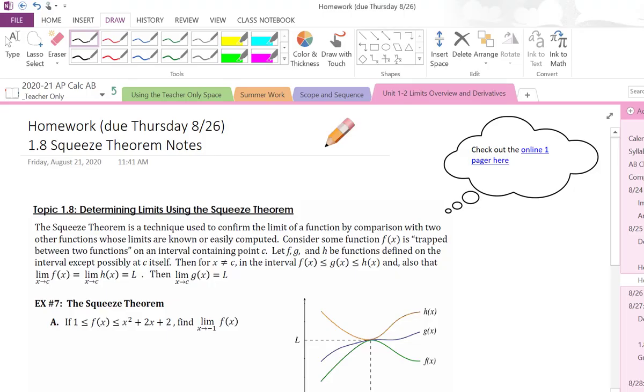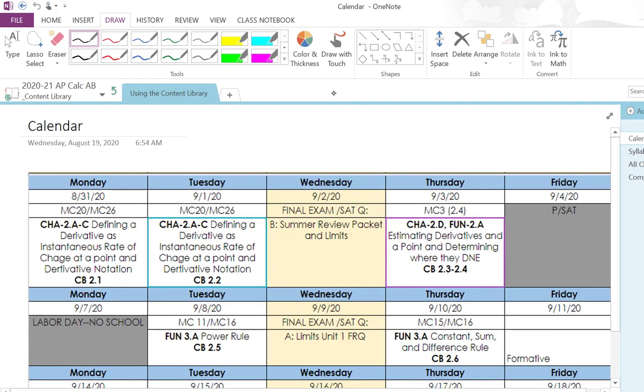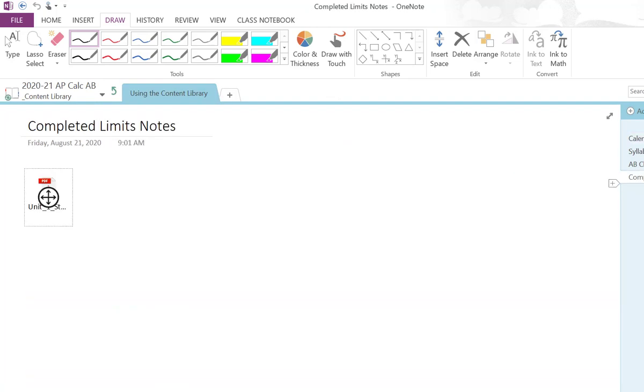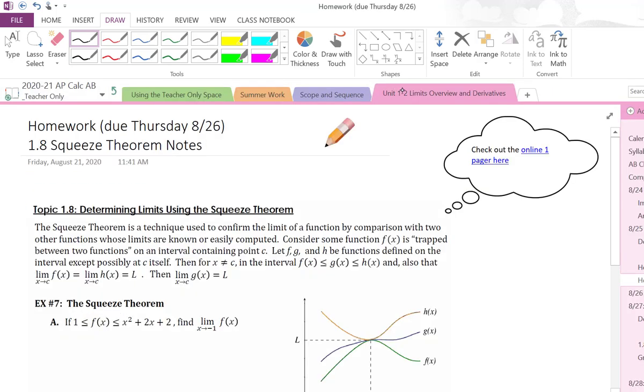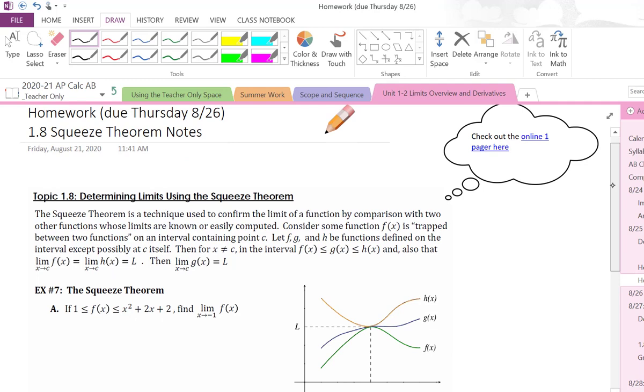If you go into that content library and you go to these completed notes, these are all outlined in accordance with the College Board. So you'll be able to access any topic that you are unsure about. So let's check out the squeeze theorem.